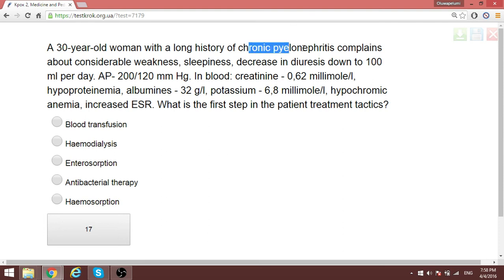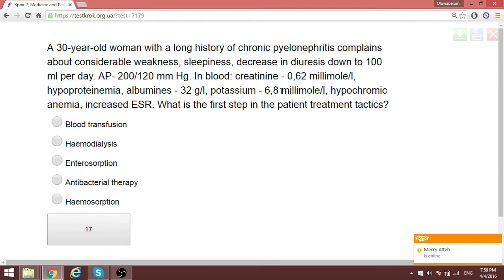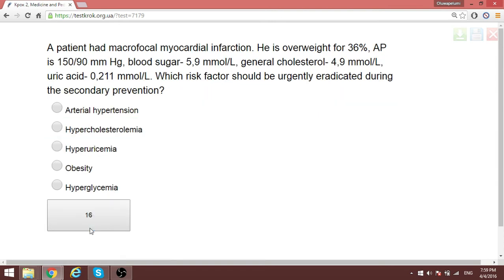A patient has chronic pyelonephritis. If you have a daily diuresis of 100 ml per day, that is anuria. This is an indication for hemodialysis. Creatinine is elevated, we have chronic kidney insufficiency, so we are treating this patient on hemodialysis. Some patients could need it as much as 3-4 times a week.